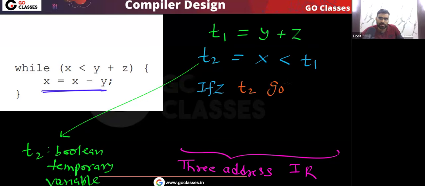Please tell me. Then we should go to where? We should go out of the loop. Yes or no? We should go out of the loop. Do you agree? Did you understand what I'm telling you? If this T2 is false, if this T2 is 0, then you go out of the loop. Okay, so I'm telling you what this line means.